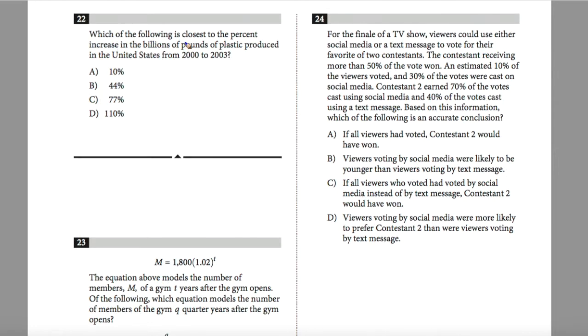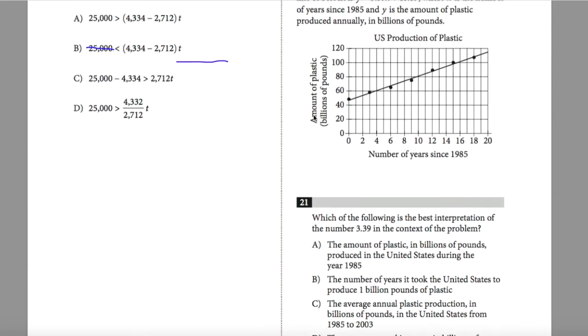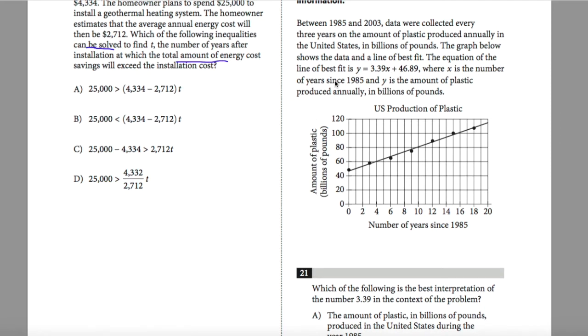Question 22 states, which of the following is closest to the percent increase in billions of pounds of plastic produced in the United States from 2000 to 2003? Let's slide back to get a better idea of the graph here. And it says within the graph that X is the number of years since 1985, which is very important. So since 1985, and I know that the question asked me about the year 2000, and 2000 minus 1985 equals 15. So I'm talking about 15 years, and working up to 2003. So we're talking about year 15 and year 18.